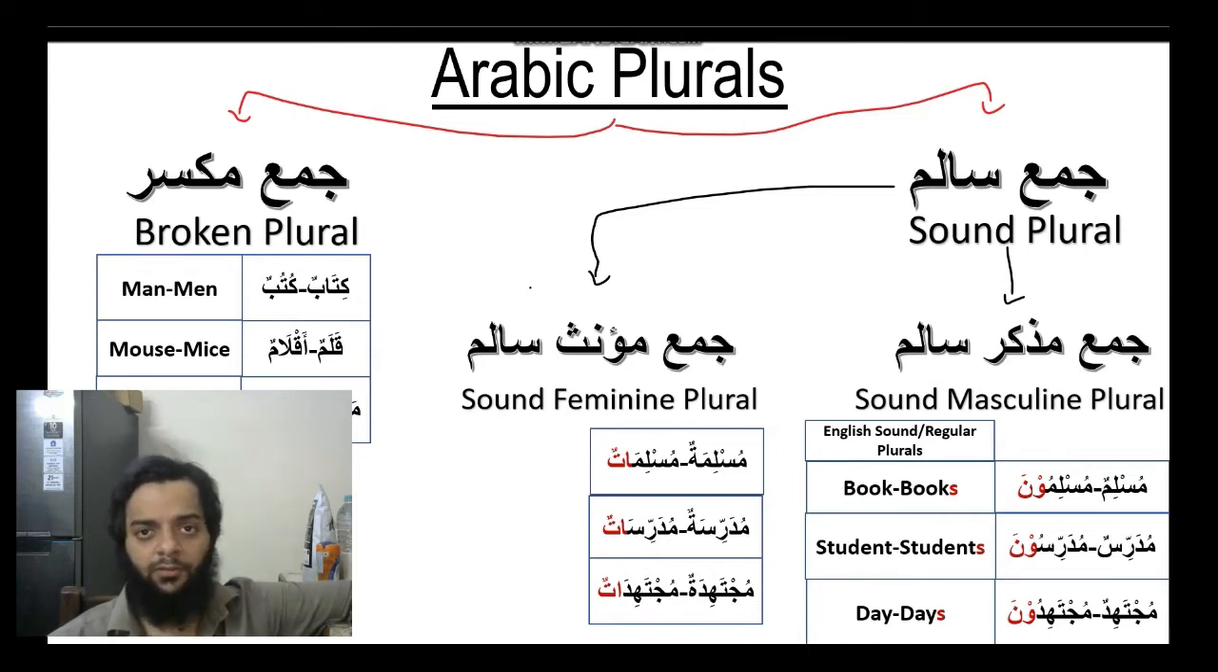The same thing is also found in English. Man became men. Basically the a changed into e. The original singular form has been broken. Now here qalamun means pen. You can see qaf has fatha, lam has fatha.